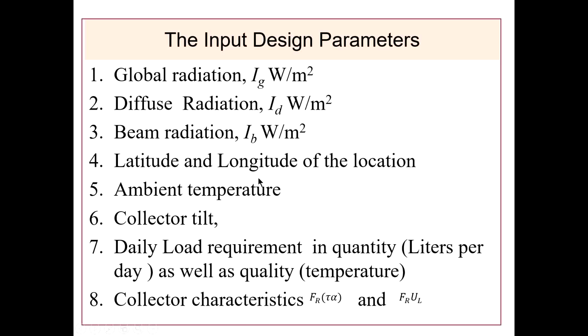For an illustrative example, like this, global radiation IG for the Pune location is selected. Diffuse radiation we need. Beam radiation IB, and the latitude and longitude of the location are needed. Ambient temperature is needed as an input design parameter. Collector tilt beta is needed as an input design parameter. And then the daily demand, the daily load requirement in quantity, liters per day, as well as quality. What is the temperature? That is the input parameter needed. Now, collector characteristics, we need to select the collector also. If we select the collector, FR tau alpha and FR UL values will be obtained.